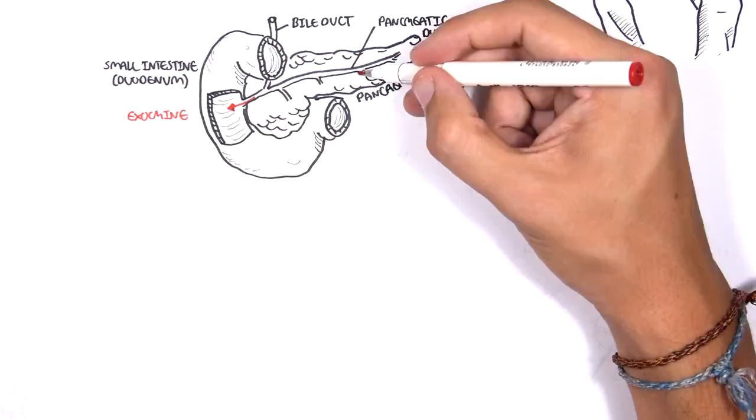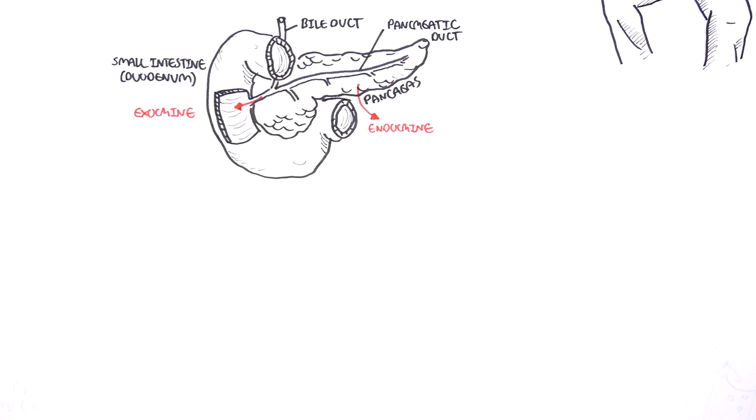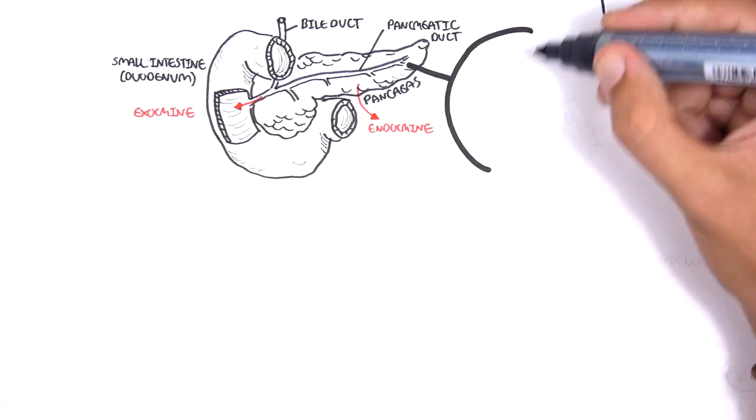It works as an exocrine gland, where it secretes digestive enzymes through the pancreatic duct into the small intestine. And the pancreas also works as an endocrine organ by secreting hormones into the blood, such as insulin and glucagon.